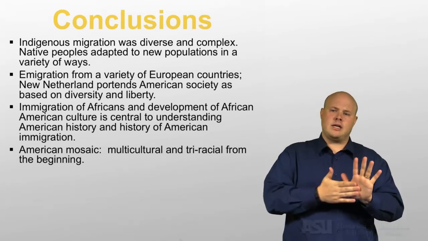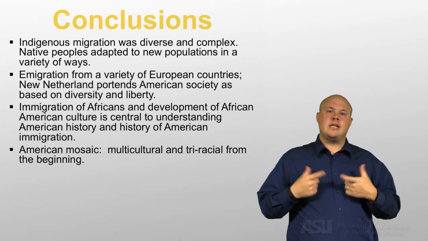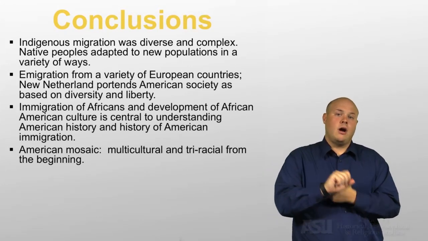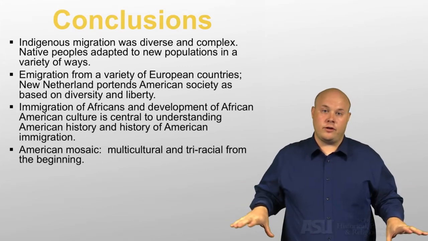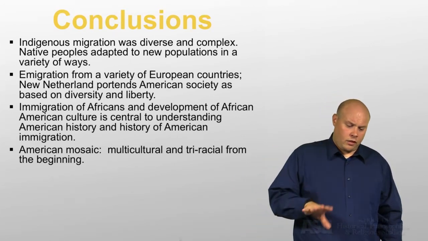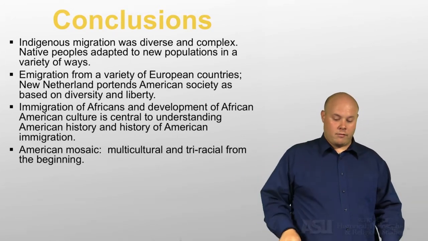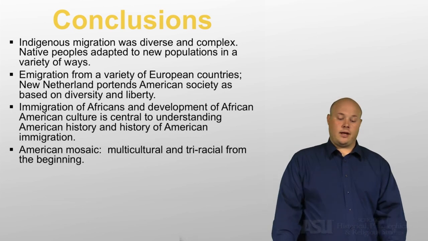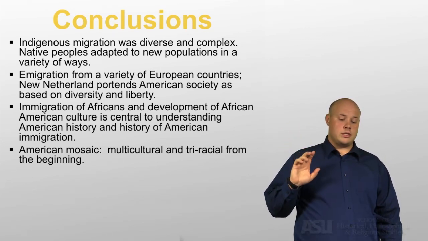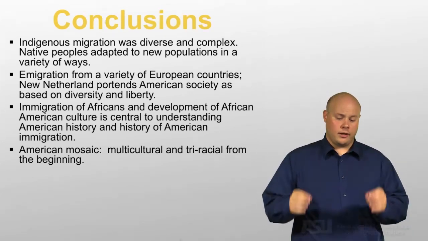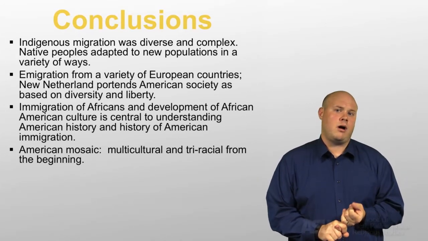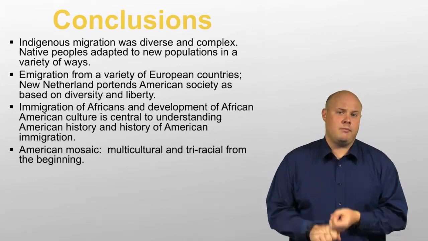And New Netherlands offers us a unique look into the diversity itself, that all of these societies, whether it be English, Spanish, French, Dutch, are going to be made up of a variety of different Europeans, a variety of different native peoples, a variety of different Africans. Third, the immigration of Africans, the development of African American culture is central to understanding American history and the history of American immigration. Importantly, remember back to our course themes when we talk about inclusion and exclusion. African immigrants are excluded from American society. The law keeps them on the social boundaries. Society keeps them on the boundaries.